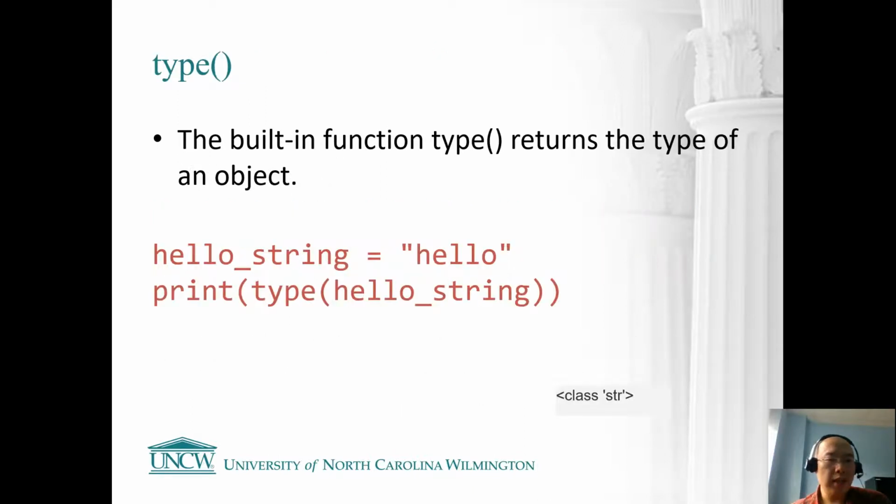Okay. So the next thing, type. If we really want to check the type of an object, what you can do is type, parentheses, and then whatever object you want to check, and then print it out. So for example, I define a string, hello string, and the initial value is hello. And then if we want to check what data type this hello string is, what I can do is print the type of the hello string, and then I will get a string. So this is to check with Python and let Python tell me what data type that is.